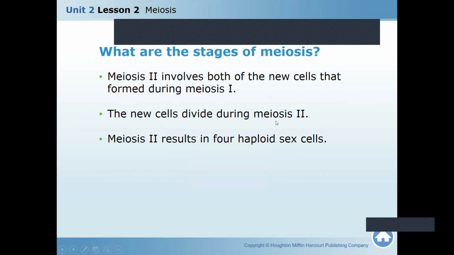The new cells divide during meiosis 2. Meiosis 2 results in 4 haploid sex cells. See, in the first stage you got 2 cells. Now these 2 cells divide into 2 more each. How many cells were there in stage 1? 2 new cells, right? Now each new cell divides into 2, so in total how many are there, girls? 4. You have 4 haploid sex cells. Did you understand this part?